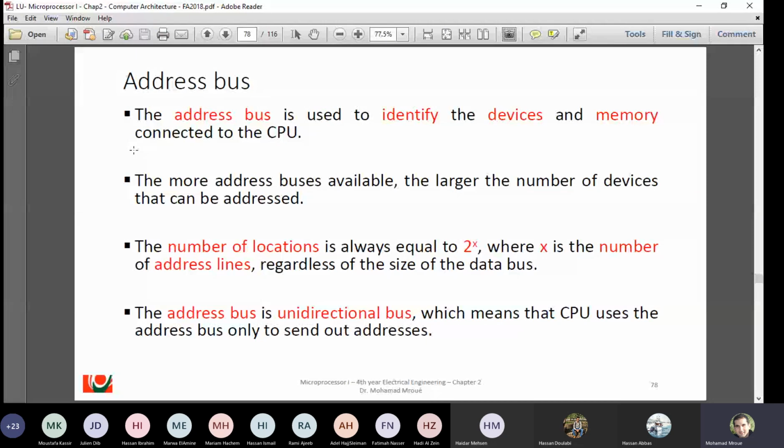Now the address bus is used to identify the devices and memory connected to the CPU. The more address buses available, the larger the number of devices that can be addressed. The number of locations is always equal to 2 power x, where x is the number of address lines, regardless of the size of the data bus. And the address bus is unidirectional, which means that the CPU uses the address bus only to send out addresses.